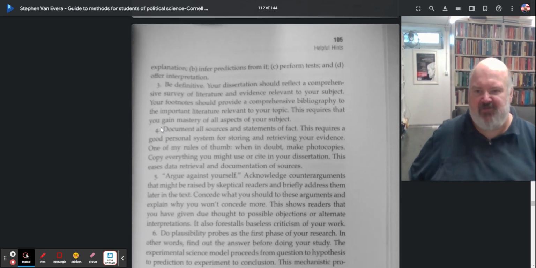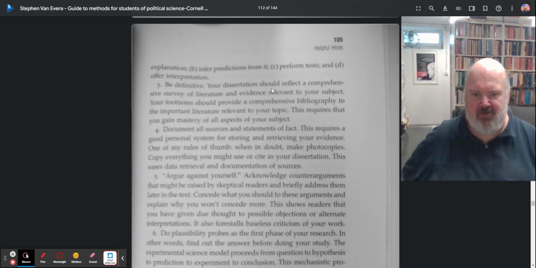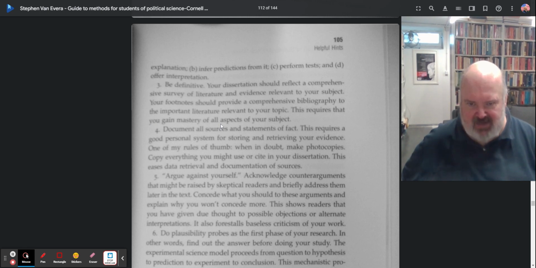Be definitive. Your dissertation should reflect a comprehensive survey of the literature and the evidence relative to your subject. Your footnotes should provide a comprehensive bibliography of the important literature relevant to your topic. This requires that you gain mastery of all aspects of your subject.